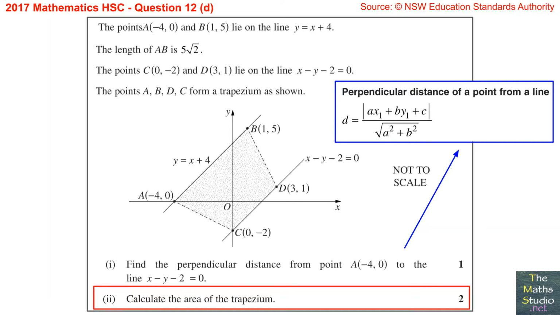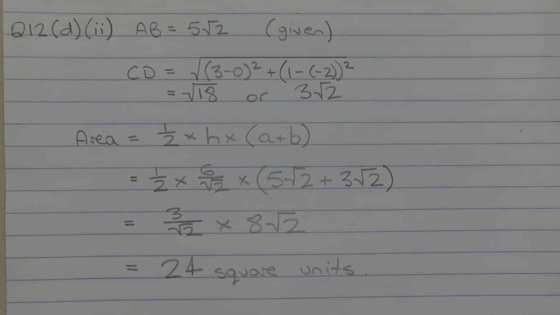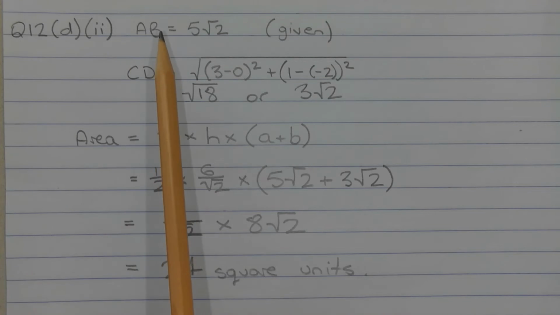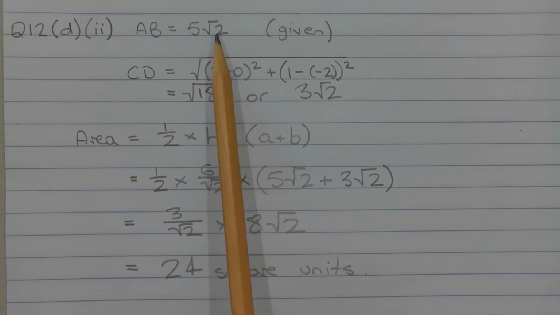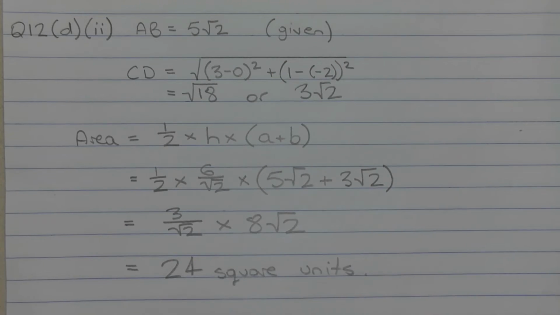Part 2. Calculate the area of the trapezium. To find the area of a trapezium, we need the lengths of the two parallel sides, in this case AB and CD, and we need the distance between them. The distance between them we found in part 1, which was 6 over the square root of 2 units. The length of AB is 5 times the square root of 2, and that was given in the question. We need to find the length of the other parallel side, CD, however.